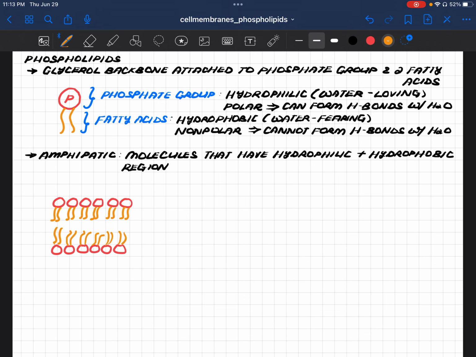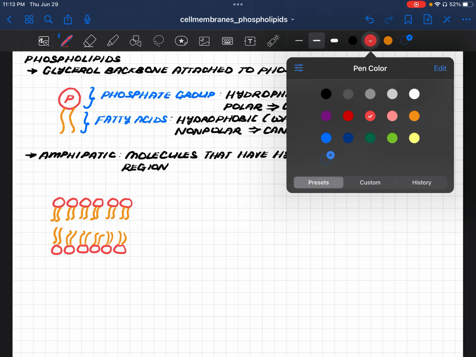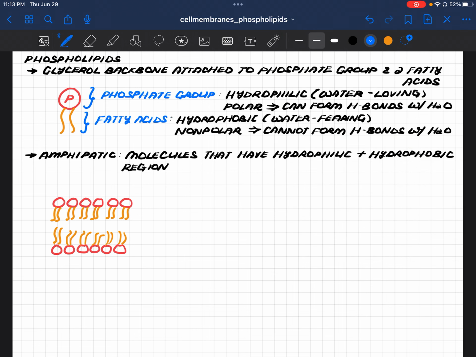Some of those weren't drawn that well, but just so you can get an idea, we have this arrangement of these phospholipids spontaneously happening in the human body, where these polar groups are arranged on the outside, interacting with water, and we have these fatty acid tails, these non-polar groups arranged on the inside, not interacting with water.